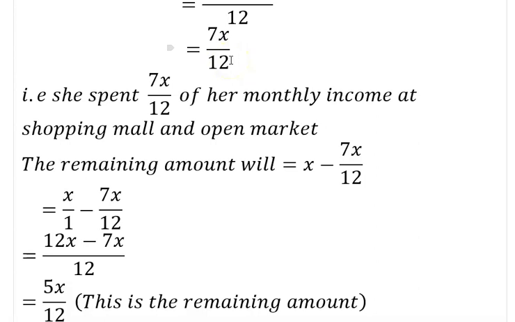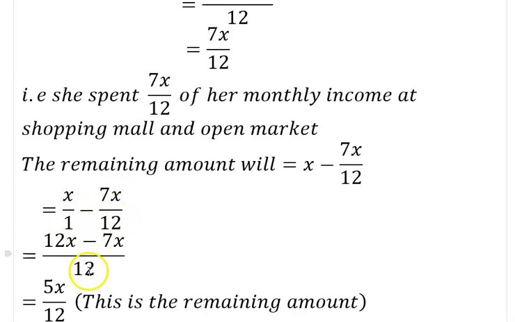Now, the remaining amount, we don't know. Let's get the remaining amount. Our monthly income is actually x. She has spent 7 over 12. So, let's get the remaining amount now. We just subtract what she has spent from our monthly income. So we say x minus 7x over 12. This is what we've done here. X minus 7x over 12.